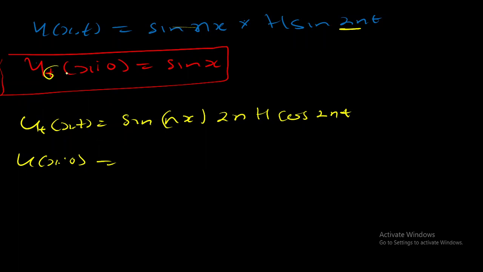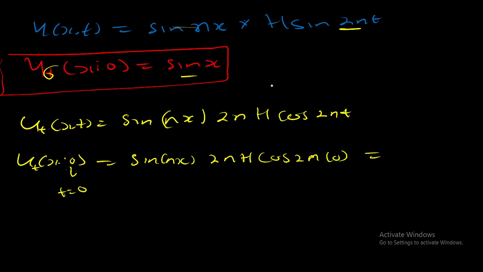So we have u of t, which is equal to sine nx, 2nh cos of 2nt. And now we need to substitute the value of t with 0. We see t, we're going to put 0. So we're going to end up with sine of nx, 2nh, the cos of 2n multiplied by 0, which is equal to sine x. So now we know that this part is going to be 1.